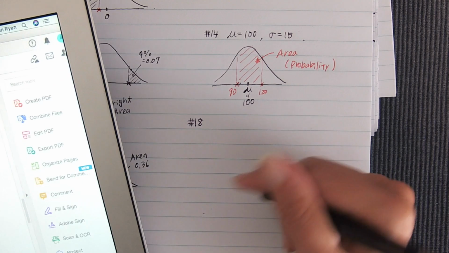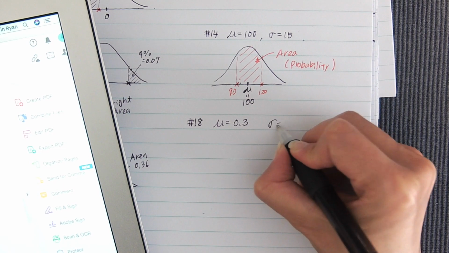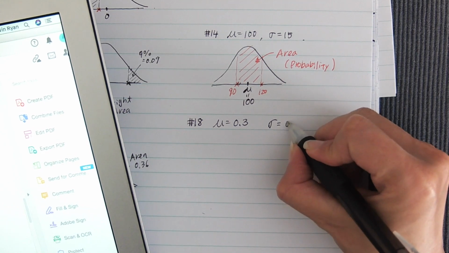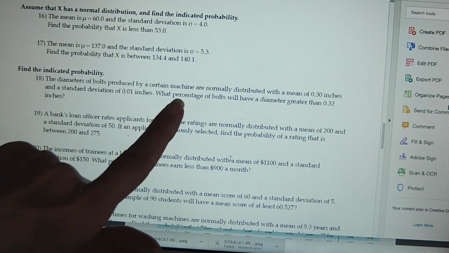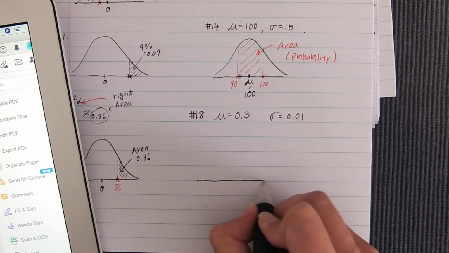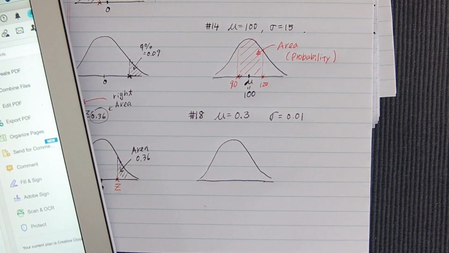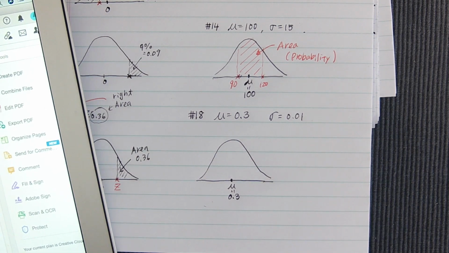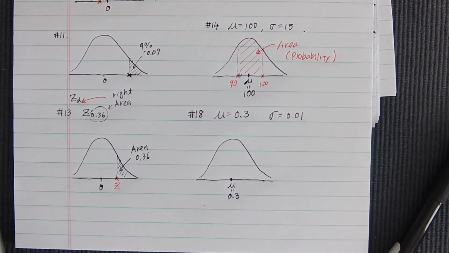So here the mean is 0.3. Then here the standard deviation is 0.01. Then make sure it's got to be bell shaped, so I'm going to draw the bell shape. So here is my mean, 0.3. Hold on. I'll be right back.